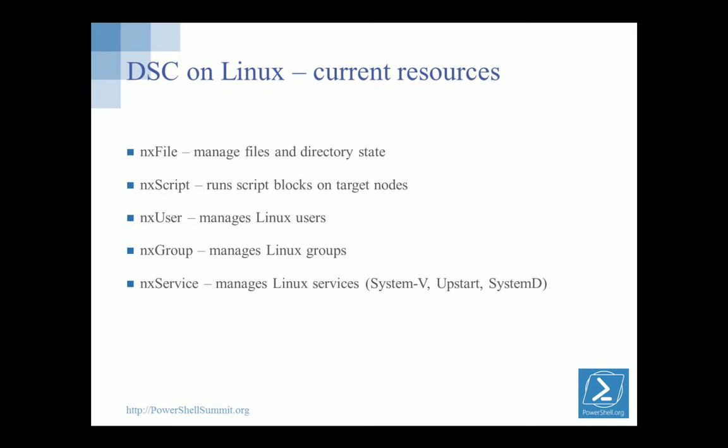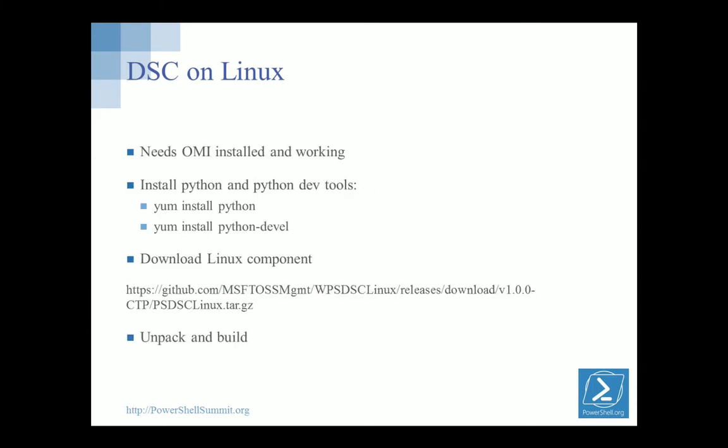Current resources available: file, script, user, group, service. If you've looked at the DSC resource kit, those sorts of things should be familiar. There's a few others that we could think of adding there. It builds on top of OMI. So you need OMI installed and working, which is why I've done these this way around, because you need to get OMI working before you can get DSC working on your Linux boxes.